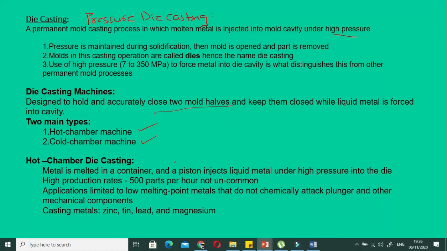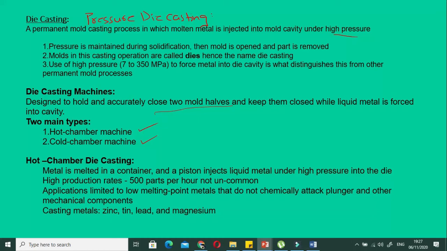The primary difference is that in the hot chamber die casting, metal is melted in a container and a piston injects liquid metal under high pressure into the die cavity, and you will see what it really means. So metal is heated in a container, and using the piston we exert the high pressure so that it is forced into the mold cavity. It has a very high rate of production, that is 500 parts per hour, and it's not uncommon.